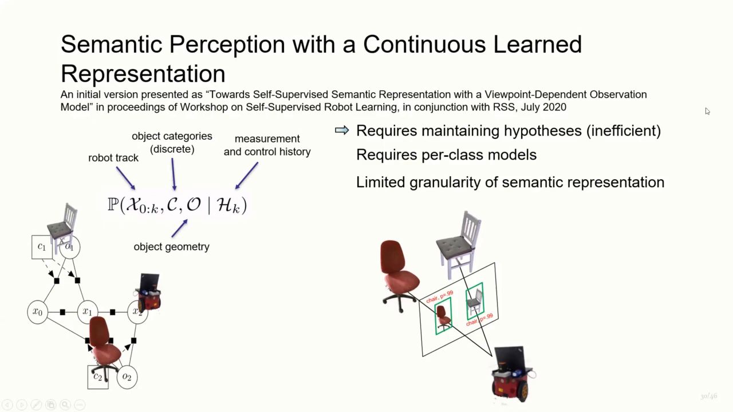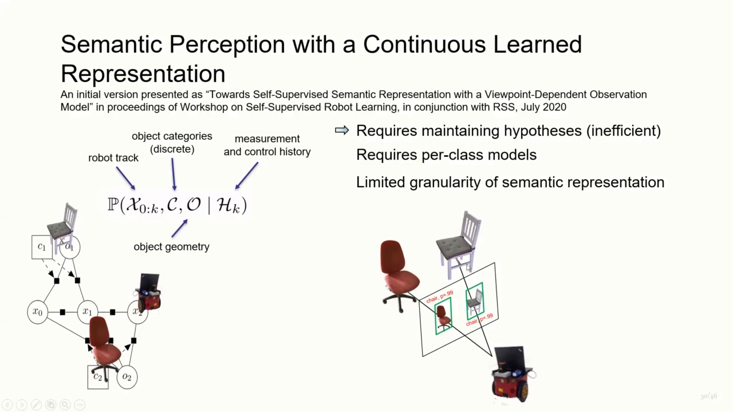object categories. Using discrete categories renders this a mixed inference problem and means that we are forced to maintain hypotheses if we want to solve it precisely. It also requires, in our approach, learning per-class models. Another limitation is that it imposes granularity on the semantic representation. From the previous example with the chairs, we had a real problem with that.